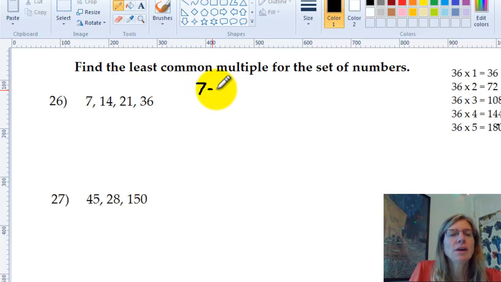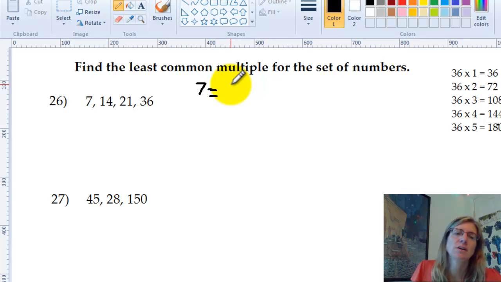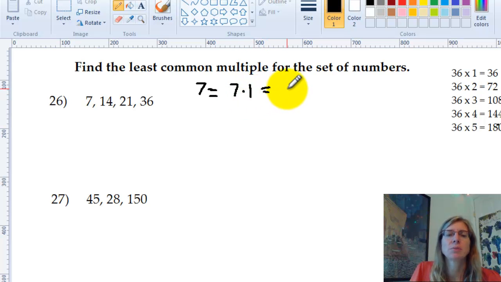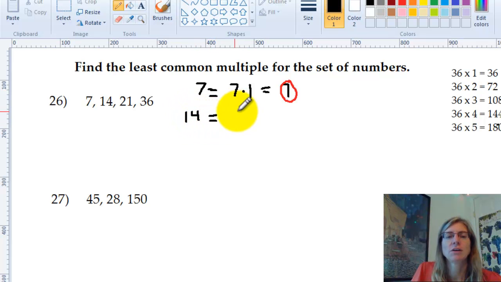That you don't have to do cake methods and tree methods all the time. For 7, the prime factorization of 7 is 7, because 7 times 1 is 7. But 1 is not a prime number, so it is simply 7. That's that. So now let's do the prime factorization of 14, which is just 2 times 7, because both 2 and 7 are prime numbers.